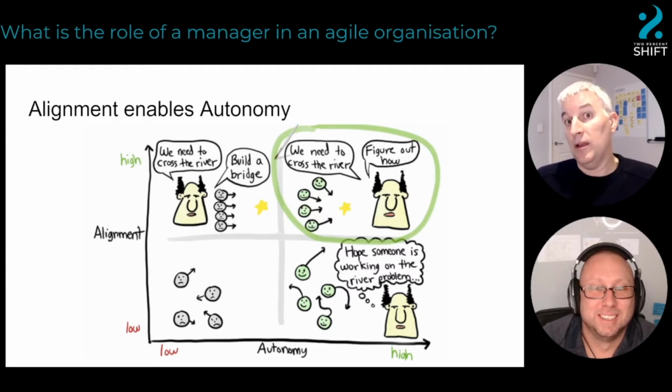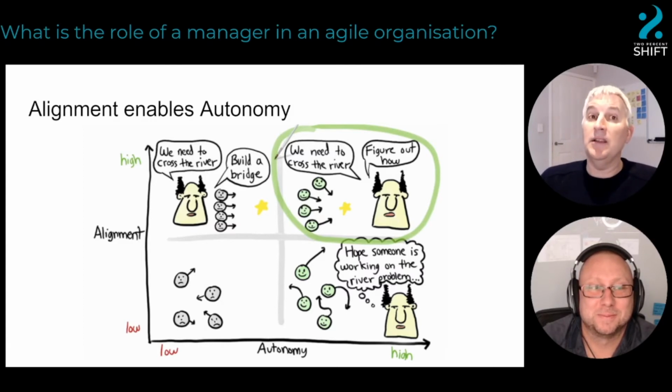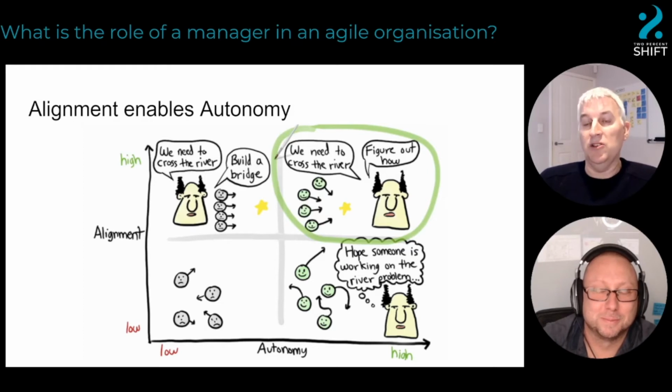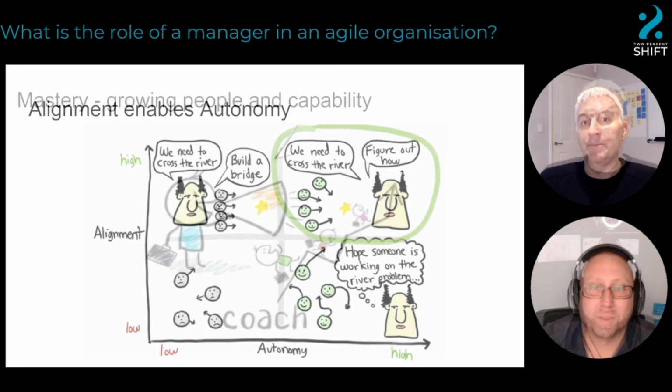And that might look like the top right here. So in the top right here, what the leader's saying is, hey guys, the mission is we need to get to the other side of the river. You go and figure out how. And maybe they just found for this particular problem, the best way to solve it was just an inflatable raft, get everyone across.